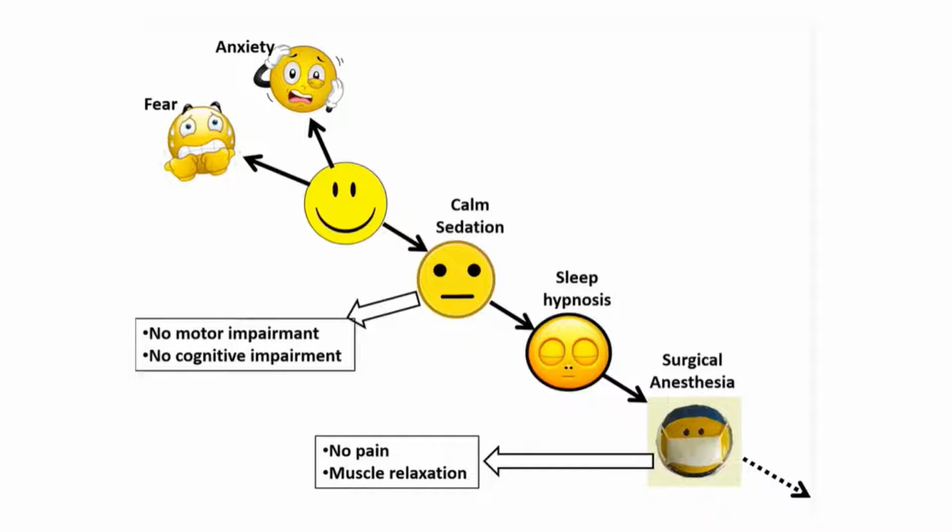Here we have a very nice chart that I took from the doctor's slides that explains what we just took. So here we have the normal state, levels of activity are normal or baseline. If we increase the activity, we go into anxiety or fear. If we decrease the activity, we go into calm or sedation, as you can see. However, in the calm or sedation, there is no motor impairment or cognitive impairment. So the patient can still move.